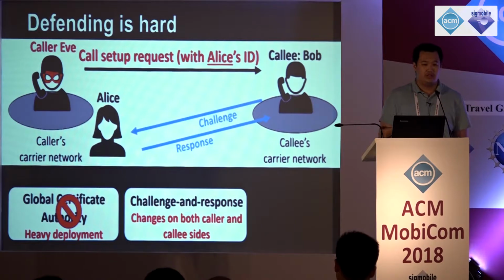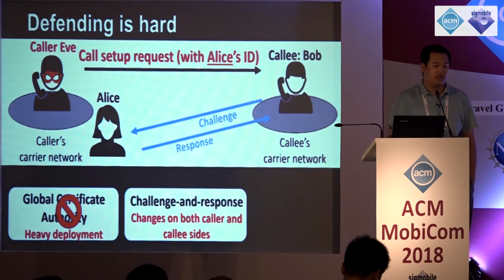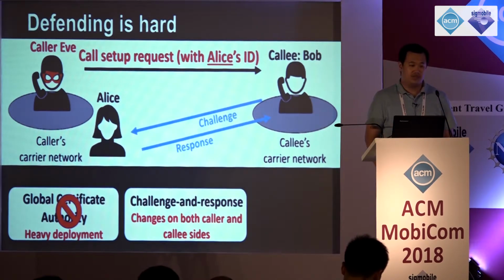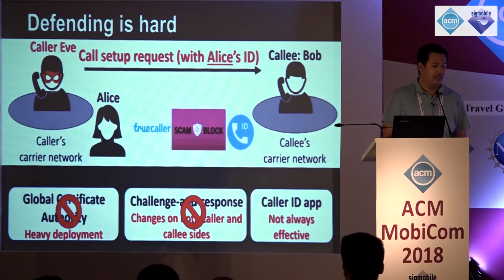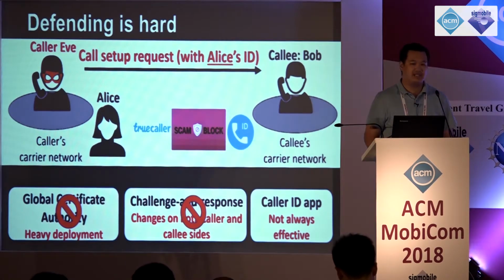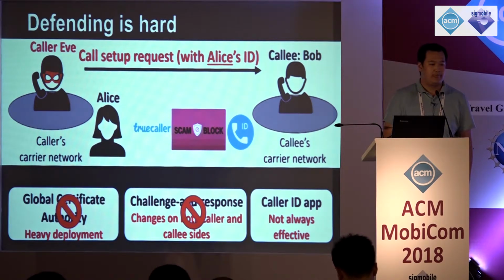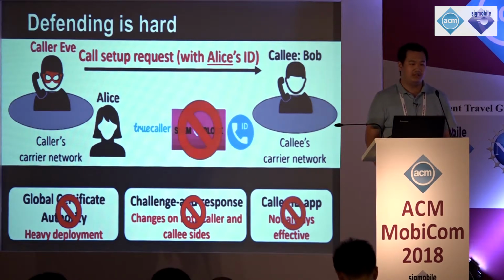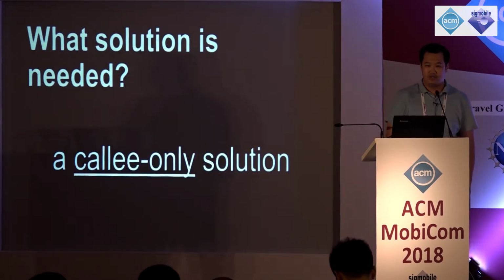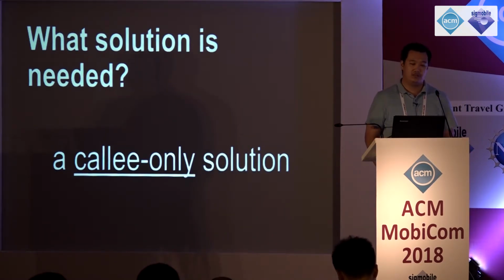There are also challenge-and-response methods, but these also require changes on Alice and Bob's side. There are also some caller ID applications which put effort into tagging scam numbers, but this solution is based on phone number search and user reports, so it won't work for a new scam phone number at the beginning. So what solution do we really need? What we need is a caller-only solution, without requiring any updates on the existing telephony system.